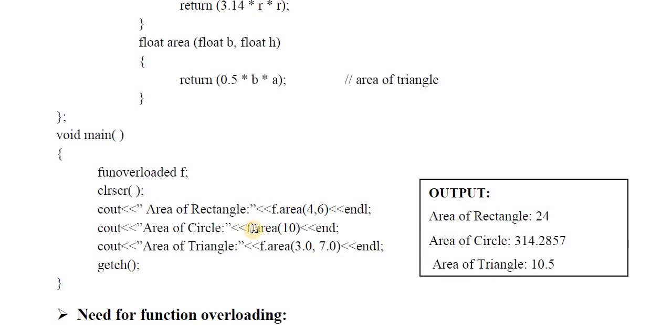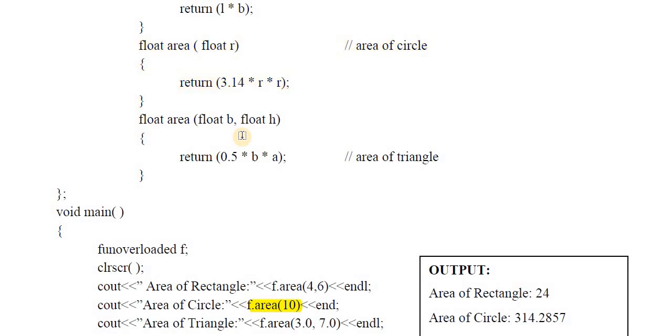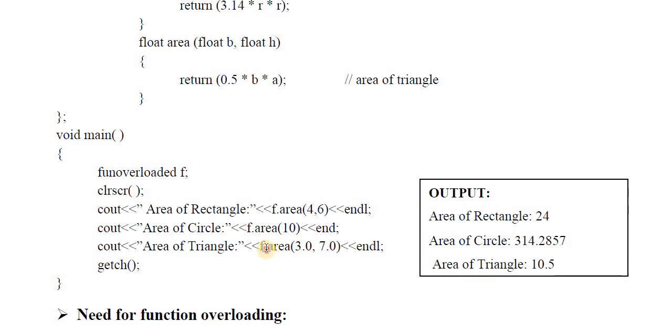Okay, next second line, area 10. So in this area function, we are giving only one value, 10. So the computer will select here the second function, because here only one parameter is there. So if we are giving one value when calling a function, then the computer automatically selects the function body which is having only one parameter. So for one value, one parameter. For two values, it will select two parameters like this.